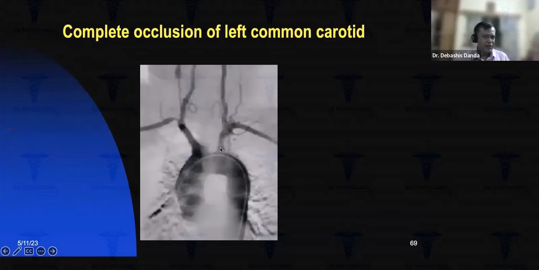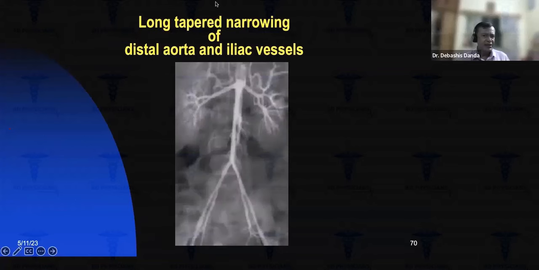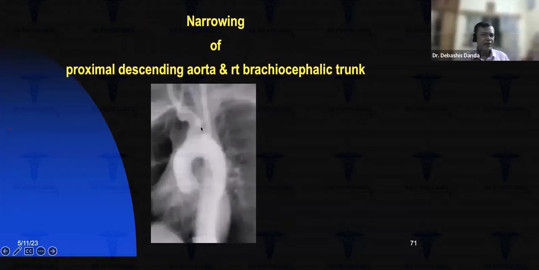So this is Takayasu arteritis, the complete occlusion of the left common carotid artery. It's a long tapered, narrow distal aorta and iliac vessels in Takayasu arteritis. Again, the narrowing of the proximal descending aorta and the right brachiocephalic trunk, as you can see here, are affected.